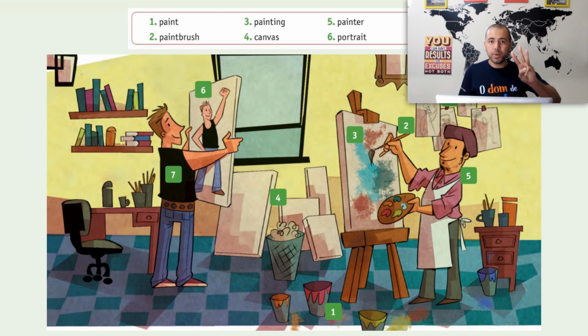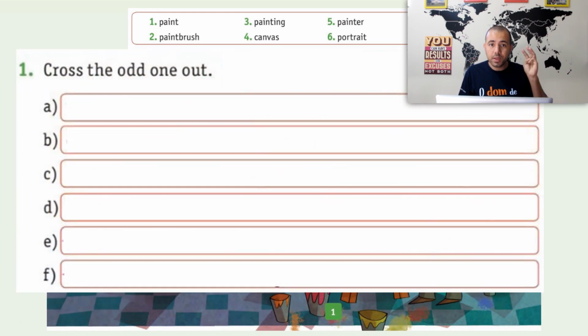You have here 3 different words, and you need to find the word that is different from the group. So it's just like, cross the odd one out. Decide which word of these groups of 3 words is different from the others. You can pause this video now and check your answers in a couple of minutes, maybe 5 minutes. I'm going to have the correction right away.